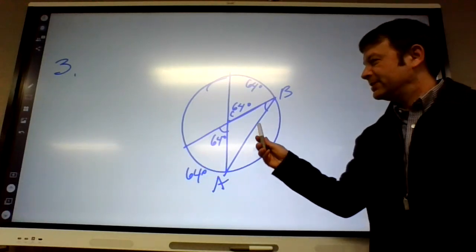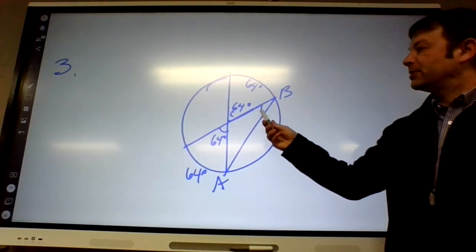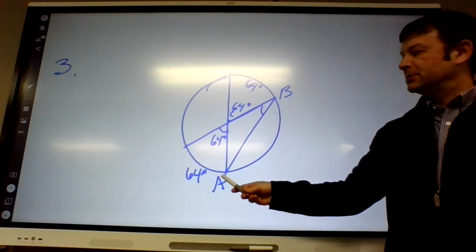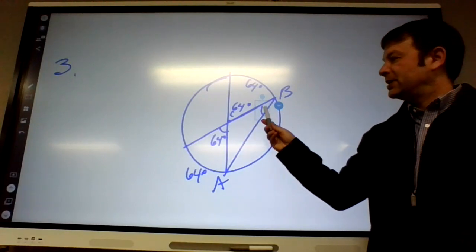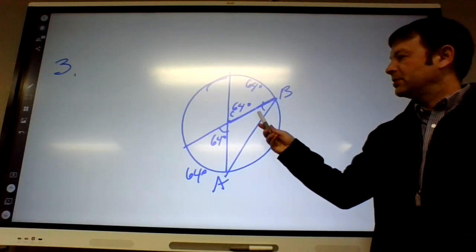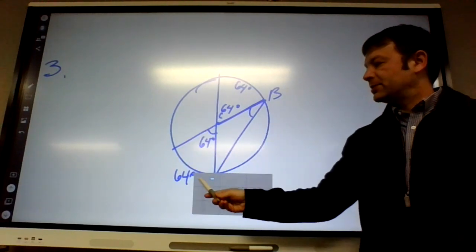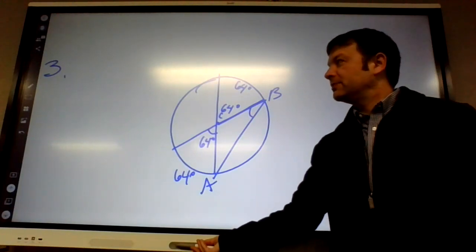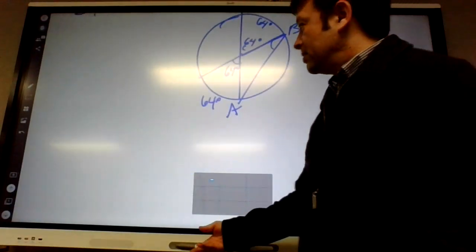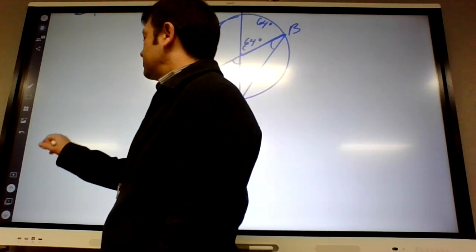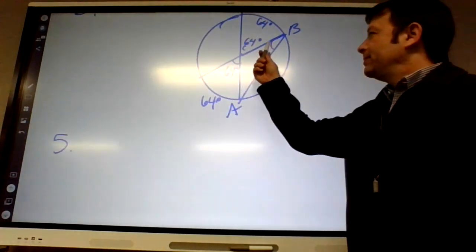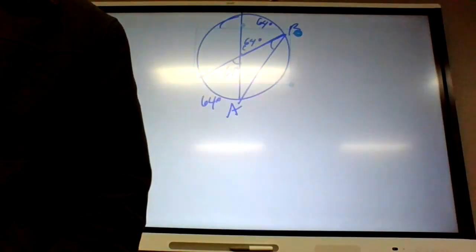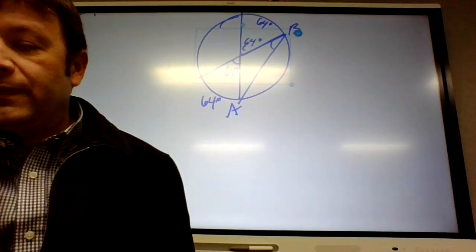Okay, now, the question was this angle over here. You guys see it? It's an inscribed angle, and it intercepts 64. Maybe I'll just leave it at 32, since it's even. It's an inscribed angle, and has 64 as its arc. I got you. All right, number 5.